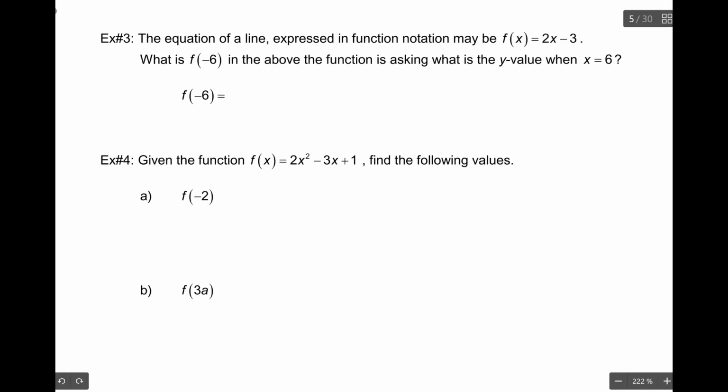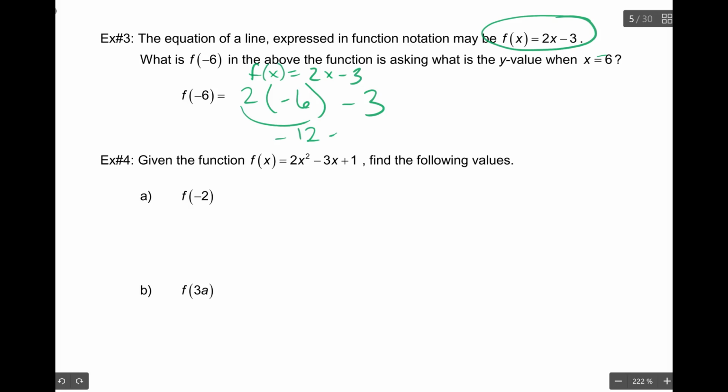An equation expressed in function notation, maybe f of x equals 2x minus 3. So what is f of -6 in the above function? It's asking what is the y value when x is -6. So let's plug in 2 times -6 minus 3, because I'm just plugging in for x. f of x equals 2x minus 3. So 2 times -6 is -12. -12 minus 3 is -15.